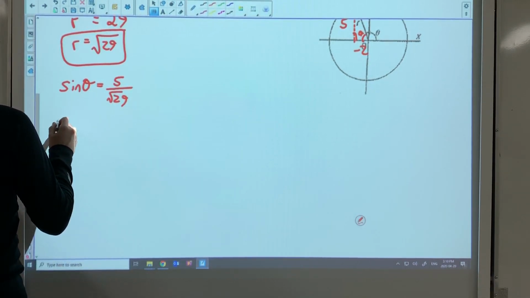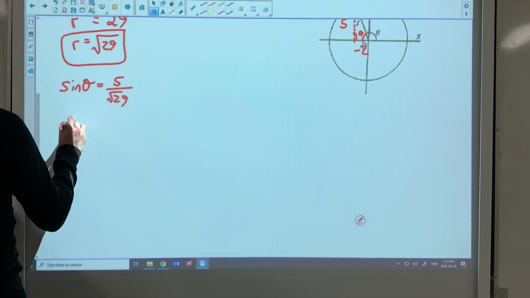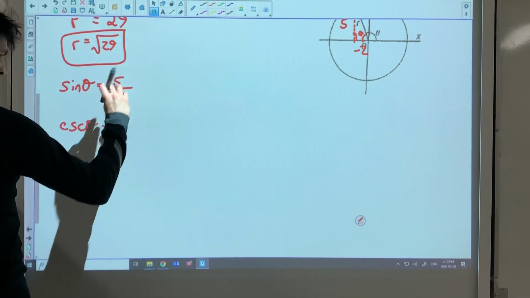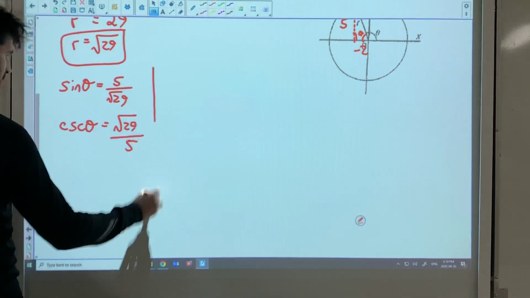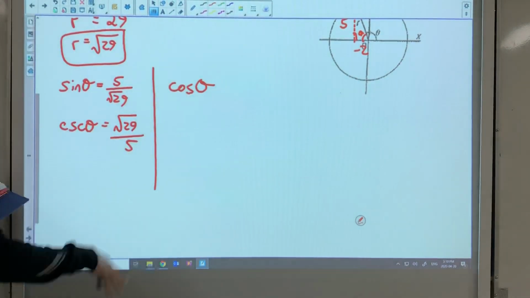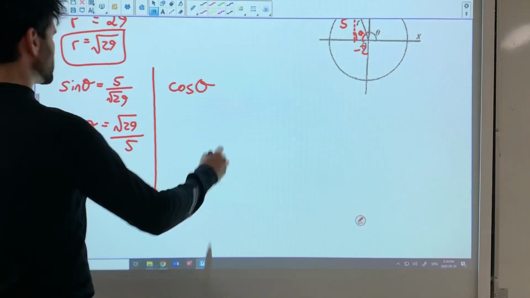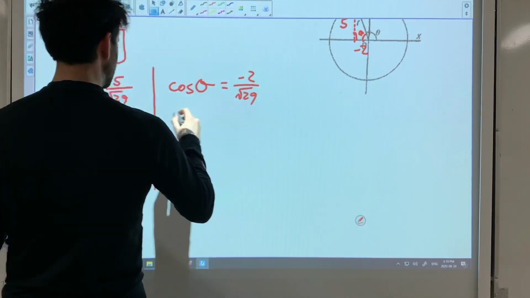Sine, the reciprocal is going to be cosecant, and you just do the reciprocal. So you just go square root 29 over 5. There's those ones. I recommend that you do each trig ratio and its reciprocal together. So cosine theta is -2 over square root 29.